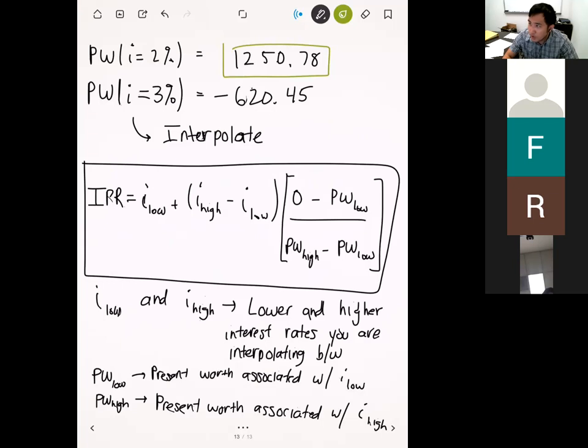So make sure you're associating the right one with the right interest rate. Okay. All right, but for this problem, they happen to be the same. And so the lower interest rate, 2%, just happens to have a lower present worth, and the higher interest rate just happens to have a higher present worth. But they could be swapped, and so just make sure you're paying attention to that when you're doing problems. Okay. All right. Any questions on this before we plug in? Okay. All right. So let's go ahead and plug into this formula and then compute the rate of return.